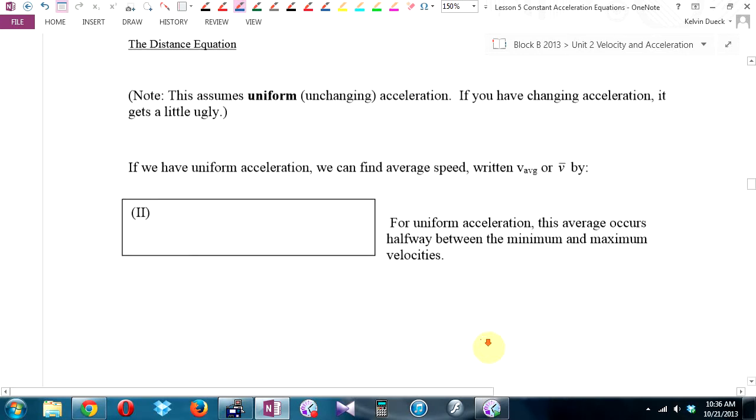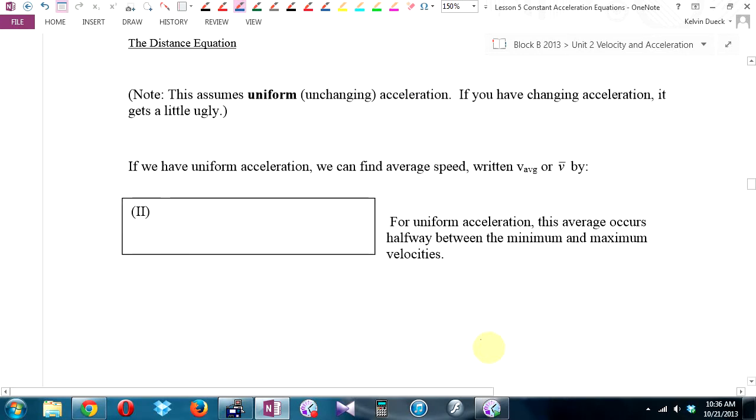So if we have uniform acceleration, we can find average speed, written V average, by, we said that was final plus initial divided by 2, or it could be initial plus final divided by 2. It's really add them up and divide by 2. I think that's on your yellow formula sheet somewhere, yes? I think? Yeah.